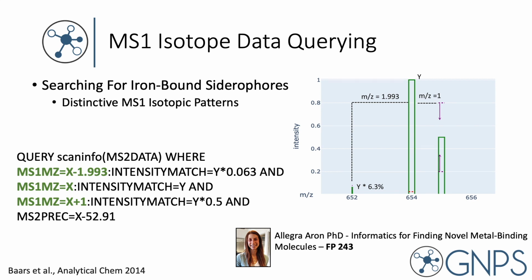Certain types of molecules you might be interested in will have distinctive isotopic patterns. And working with Allegra Aaron at UC San Diego, she's interested in siderophores. And with iron-bound molecules, there's a distinctive isotopic pattern for the iron itself. And so she was able to formulate a query and start looking for iron siderophores by looking at distinctive isotopic patterns that she could define herself.